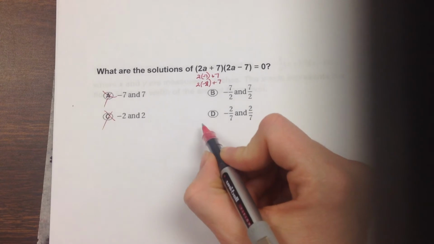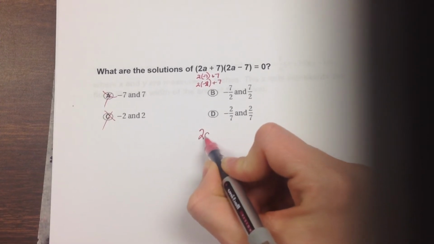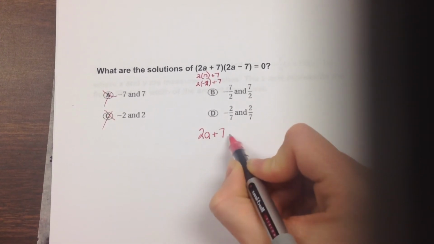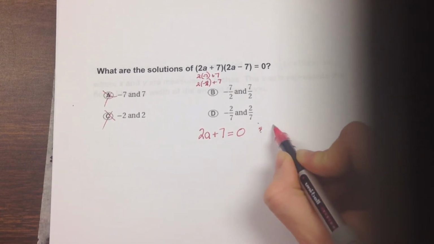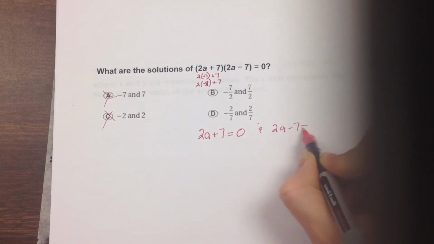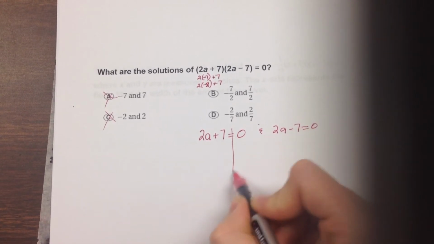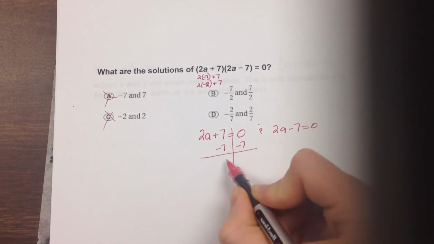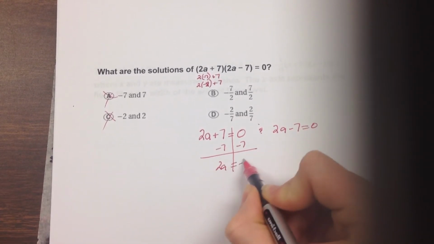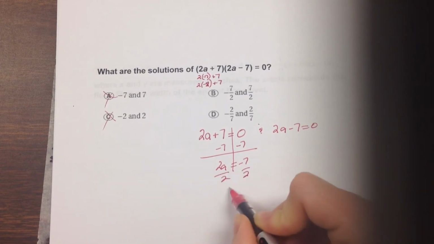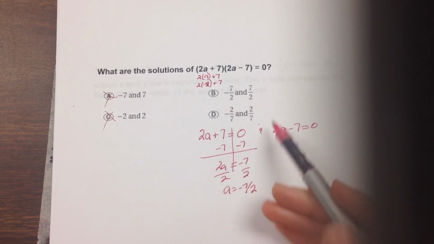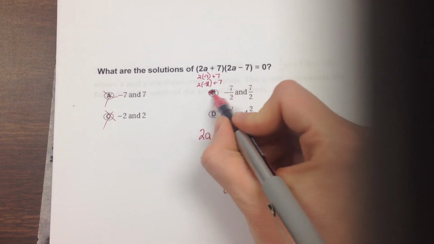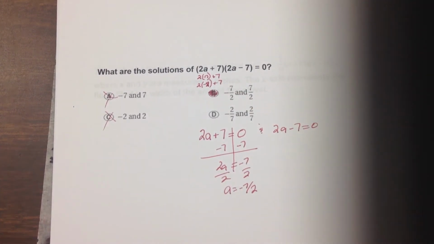Or I could actually solve each one. I could say, what could make 2a plus 7 equal 0? And what could make 2a minus 7 equal 0? And I could solve that equation. And I would get that a equals -7/2. And so I can automatically see that B is my answer.